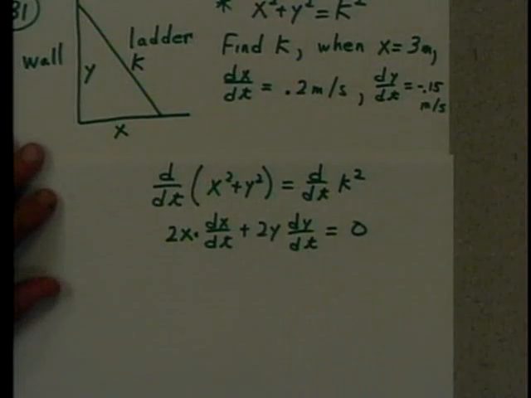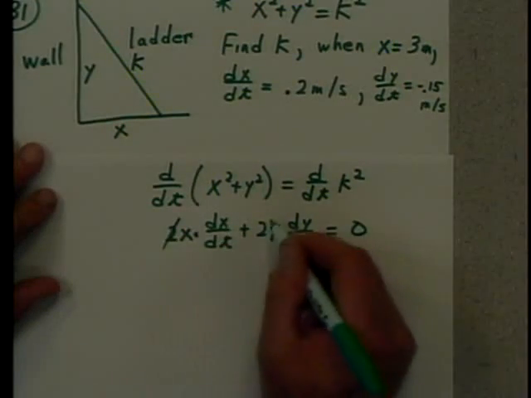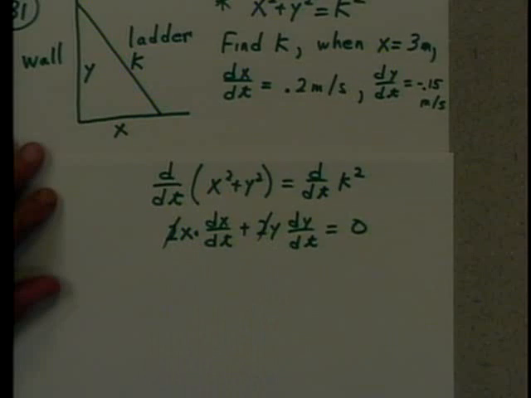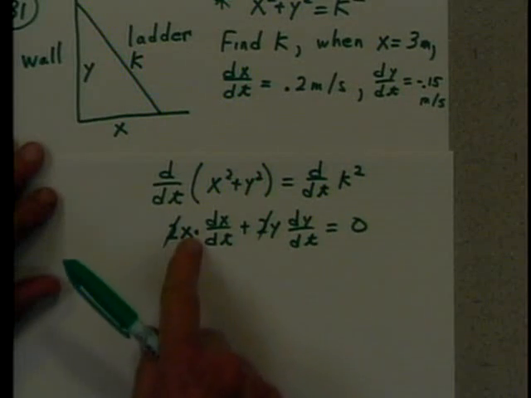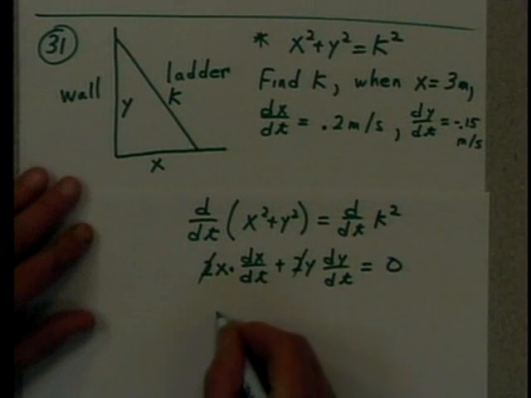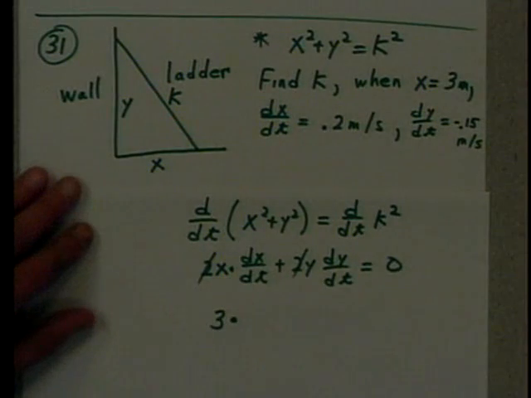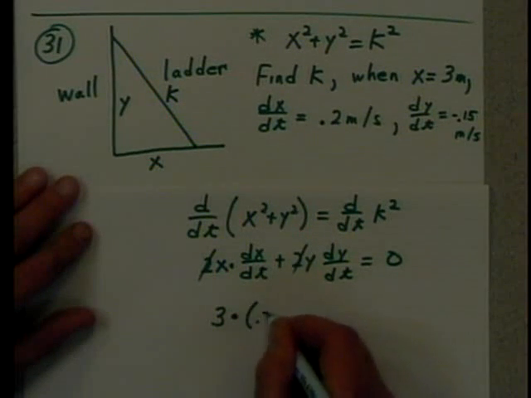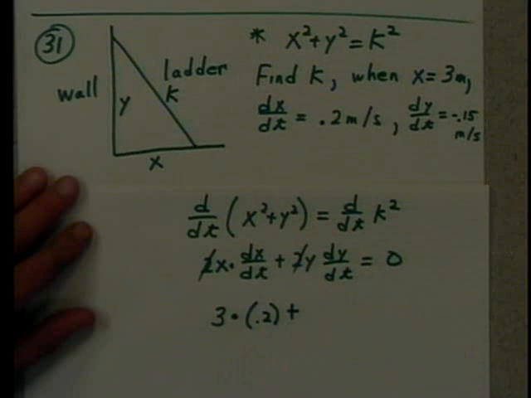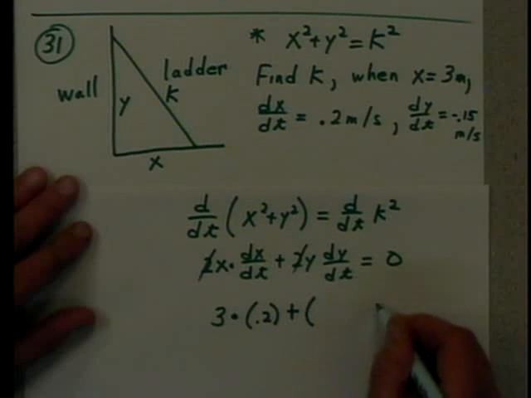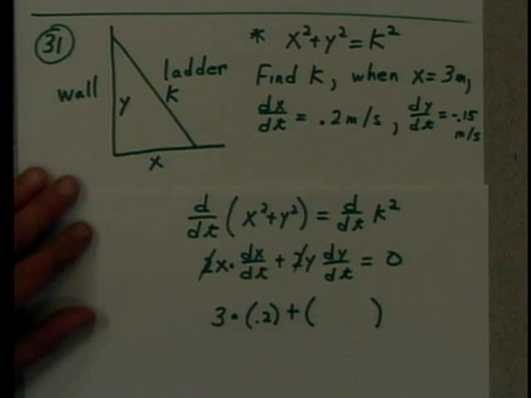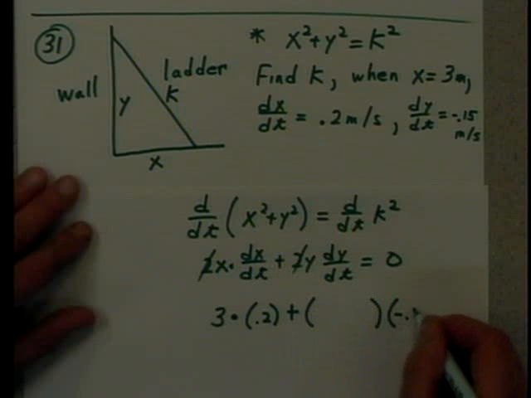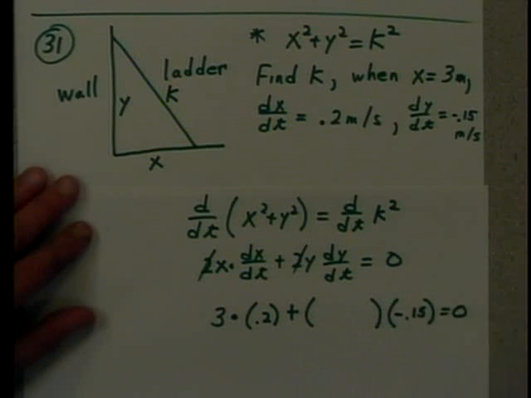Okay, let's see what we can fill in. Oh, look, we could divide by 2 if we wanted to. We don't have to deal with that. Do I have a number for x? 3. Do I have a number for dx/dt? Okay, 0.2, plus, do I have a number for y? Oops. I've got to have something for it, so we'll leave a space. Do I have something for dy/dt? Minus 0.15. And that equals 0.